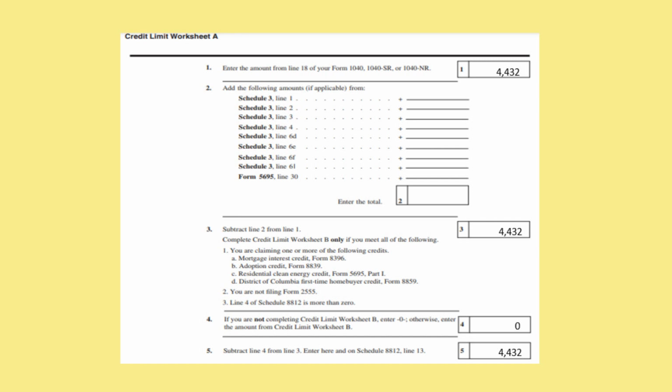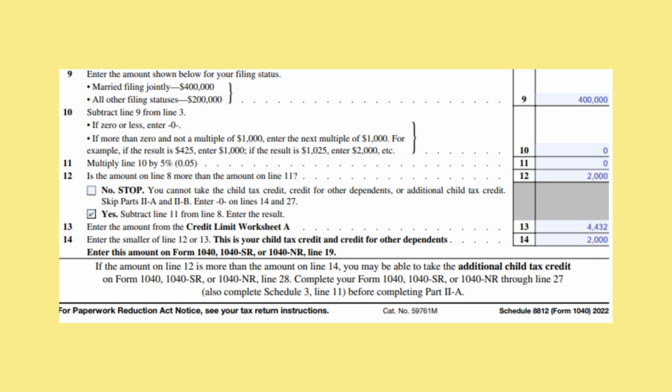On line 1, enter the amount from line 18 of your Form 1040, which is $4,432 in our example. Line 2 will be 0 as we don't have any amounts from Schedule 3 or Form 5695. Subtract line 2 from line 1 on line 3 to arrive at $4,432. You will not complete worksheet B as you don't meet any of the requirements that are listed. So line 4 will be 0. On line 5, subtract line 4 from 3 to arrive at $4,432. Enter this on Schedule 8812, line 13.